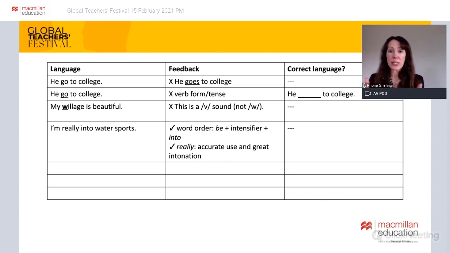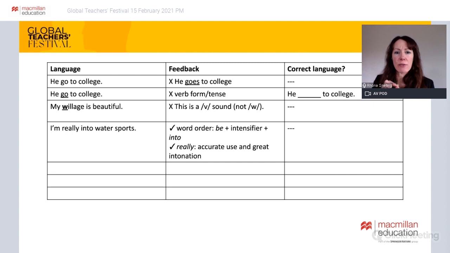So maybe if we're doing a fluency activity, we'd have a very simple way of noting errors like this. So let's have a look at these. We've got in the left-hand column the example of the error, the language that's wrong. Then in the middle, the feedback from the teacher, and then an optional extra question at the end, correct language. So first of all, we've got "he go to college." And then we've got two ways of dealing with that feedback. You can actually just recast, give the straight answer: "He goes to college."